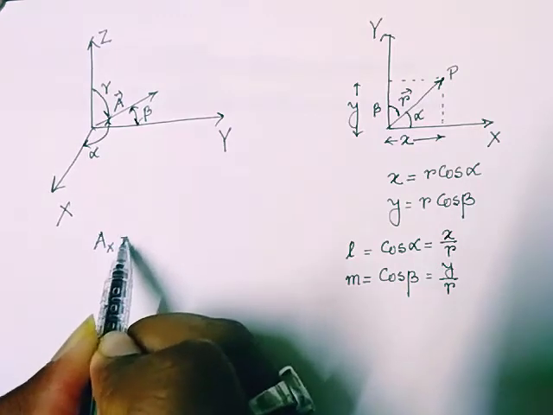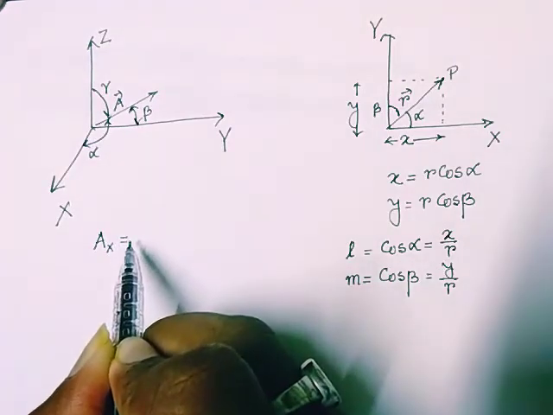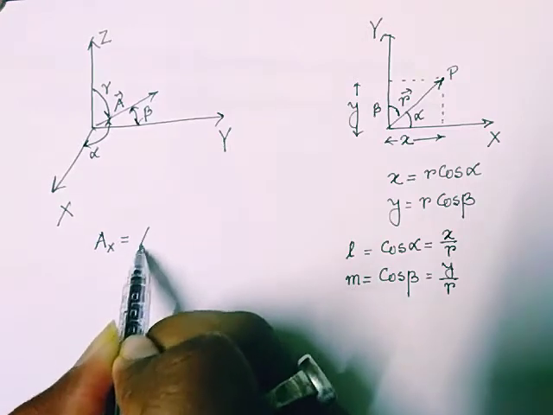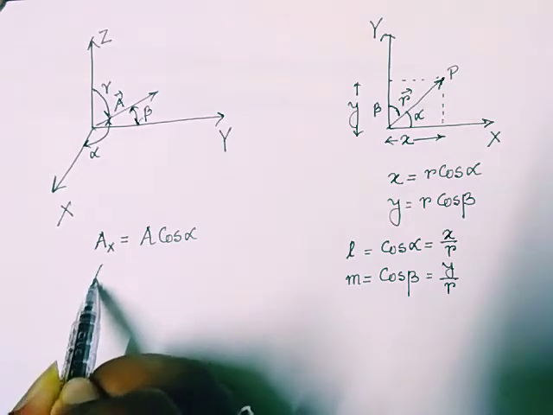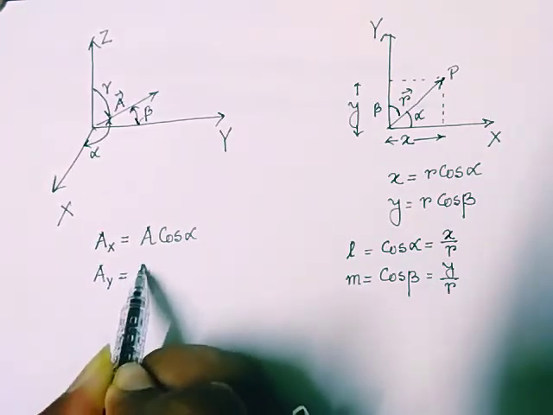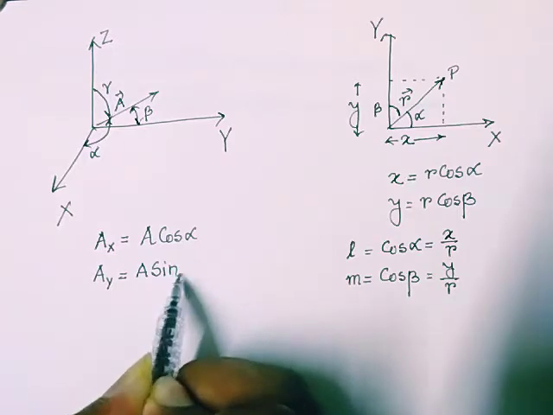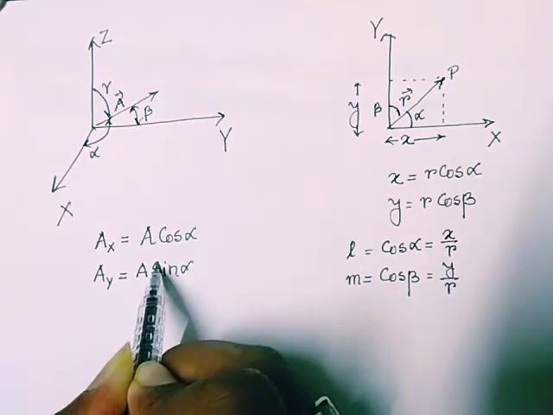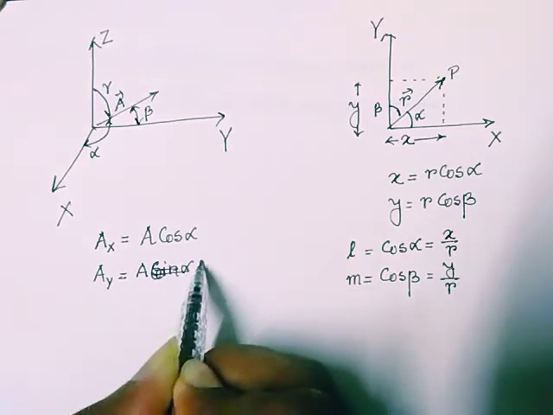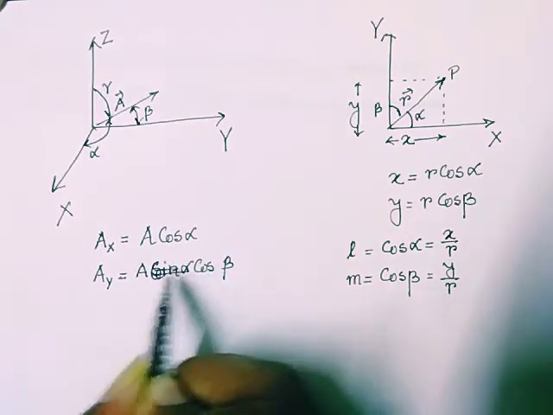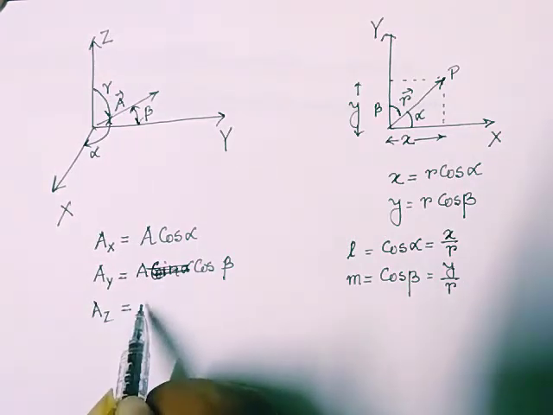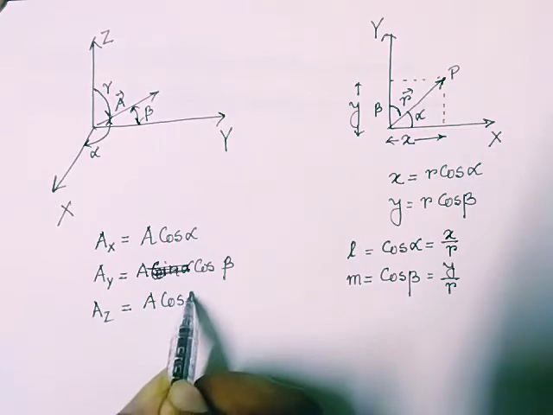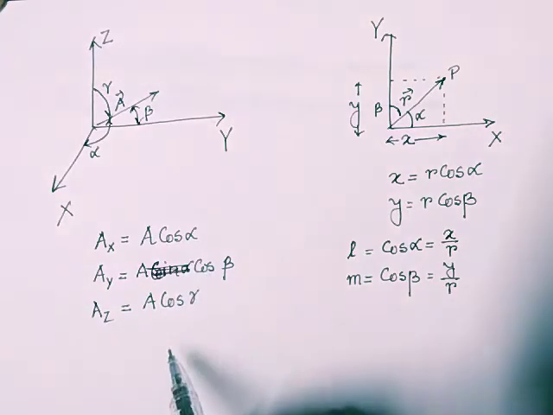Ax, the x component of the A vector, is A cos alpha. The y component of the A vector equals A cos beta, and the z component of this A vector is A cos gamma. So cos alpha, cos beta, and cos gamma basically give us the angles.